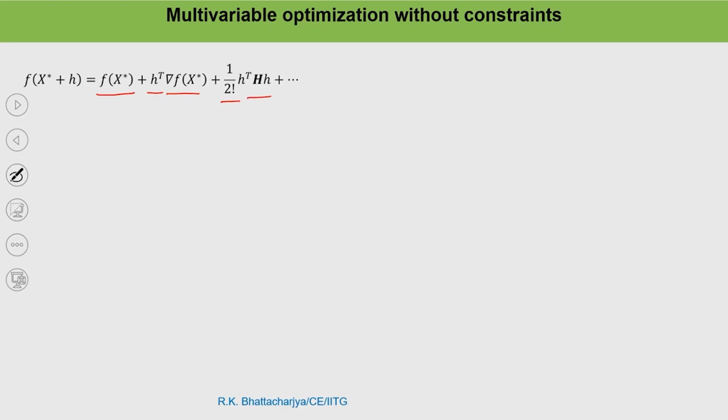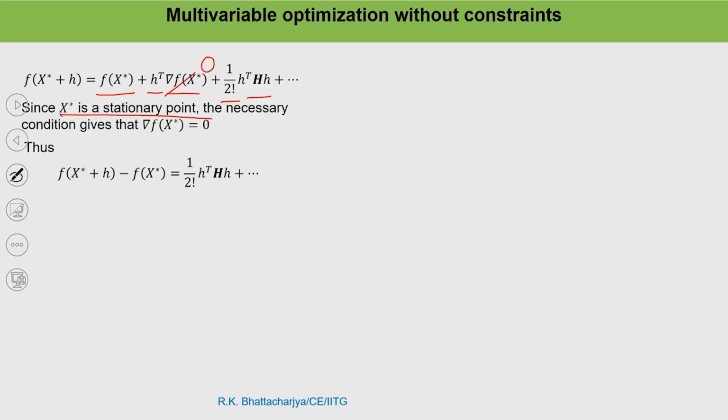Okay. So, in that case, x star is a stationary point, x star is a stationary point. Therefore, this term will be equal to 0. So, what I can write is that f of x star plus h minus f of x star is equal to 1 by factorial 2 h transpose H h.